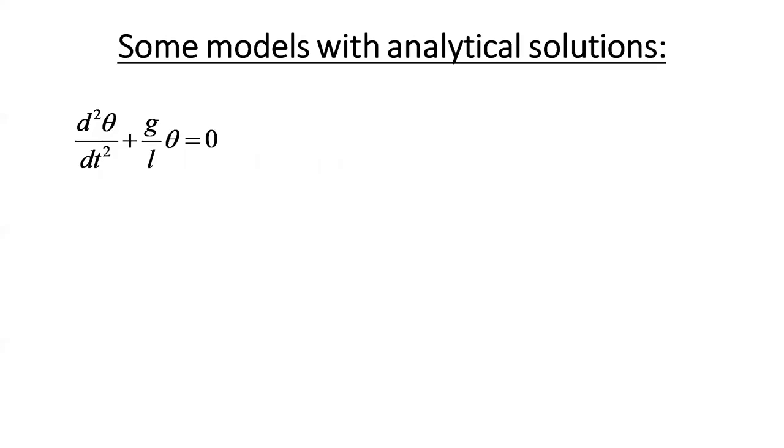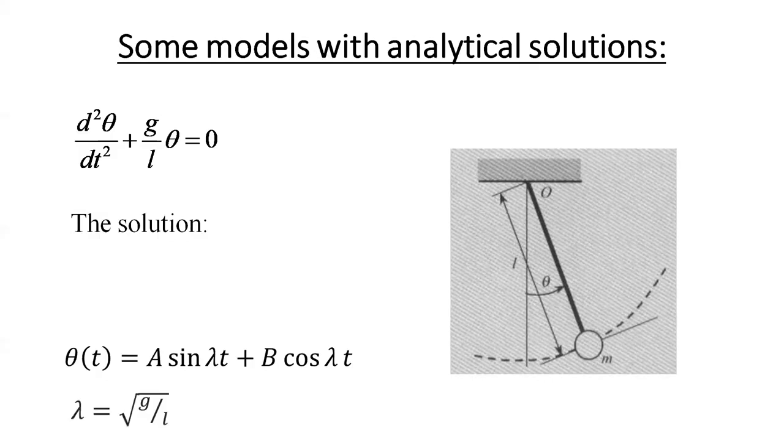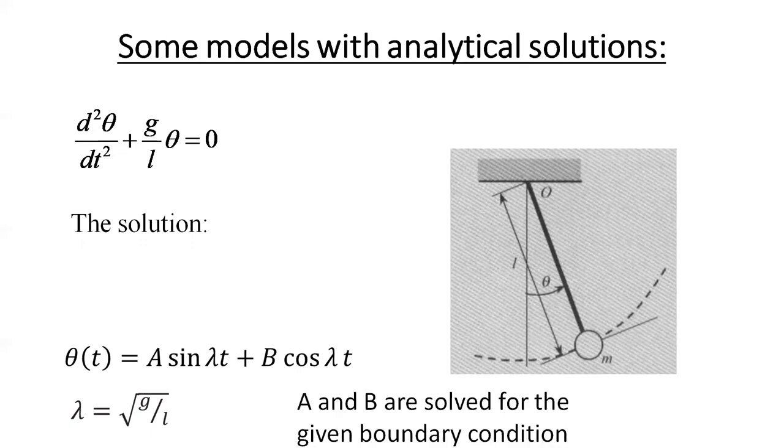The solution to this linear second order differential equation is given by theta as a function of time t equal to a sin lambda t plus b cos lambda t, where lambda is more commonly known as the natural frequency of oscillation of the system, given by square root of g by l, where g is the gravity and l is the length of the string attached to the bob. a and b are the two constants which are to be determined for the given boundary conditions of the system.